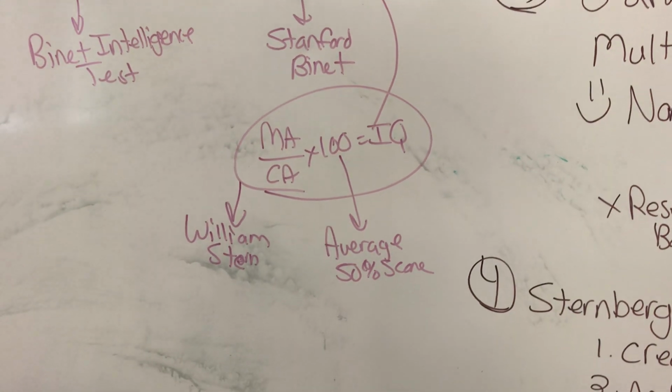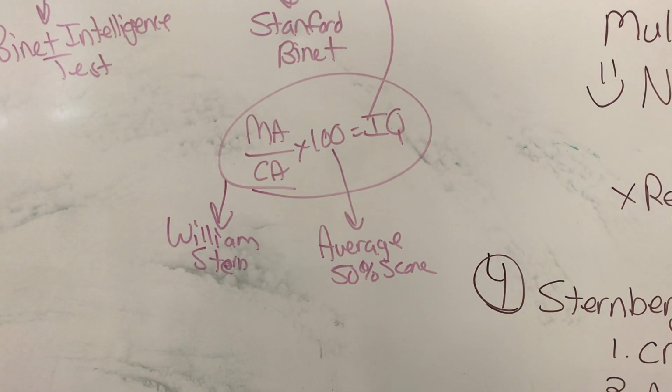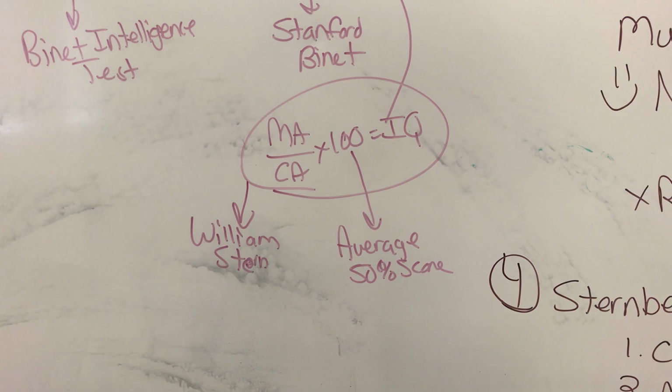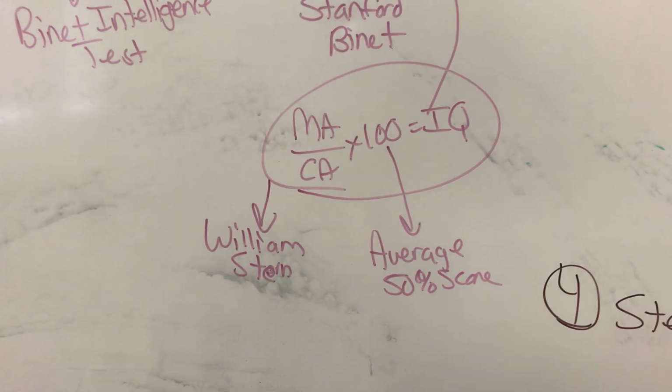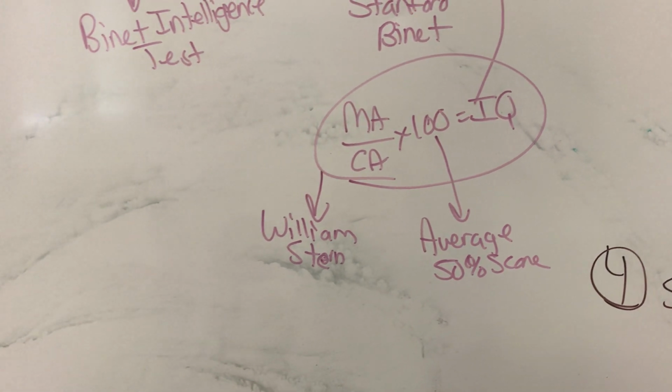Now, the score of 100 is actually technically on a range. It's a range between 90 to 109, 100 being set in the middle. We'll talk about that a little bit further.